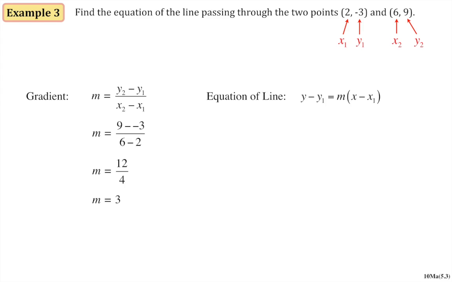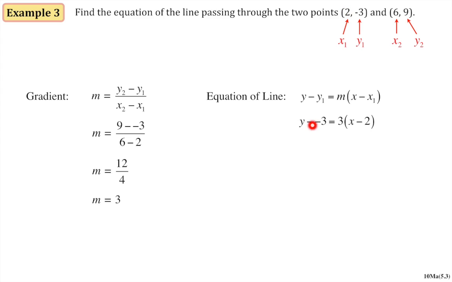Once you've put the numbers in, we can now use our slightly more complicated formula. y take y1 equals m, x take x1. Now we know m, we figured it out here. We know x1 and y1 because we've been using them already as x1 and y1. So it becomes y take away minus 3 equals m, which is 3 bracket x take away 2.